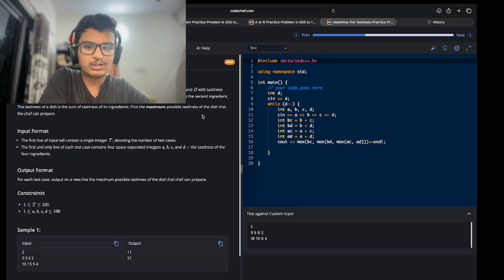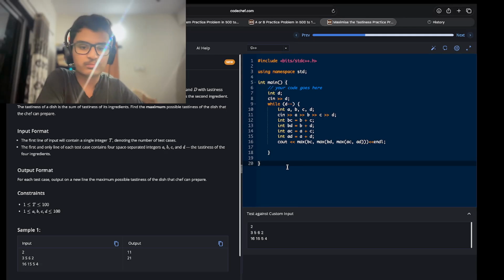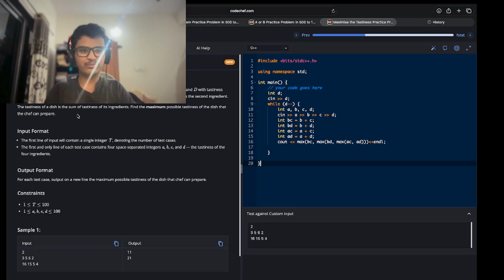And let's do another type of this problem. Yes, this is a really good problem, I'd say. So what we are supposed to do here, let me scroll down a bit. Yes. So we need to make a dish in which there are exactly two ingredients, A, B, C, and D. So they each have their own taste level. Their taste level is A.